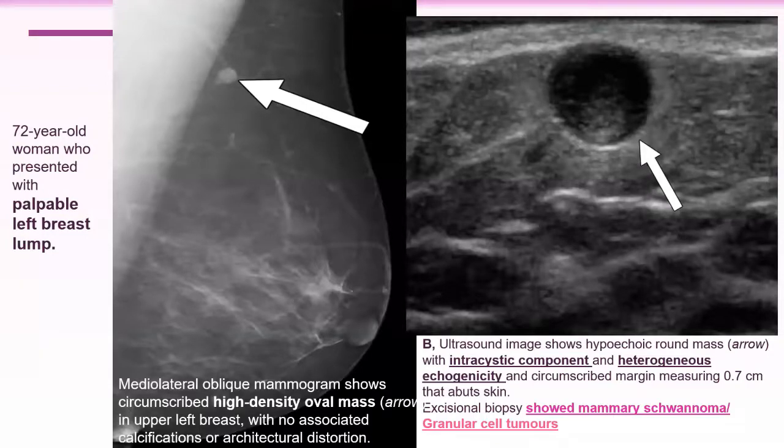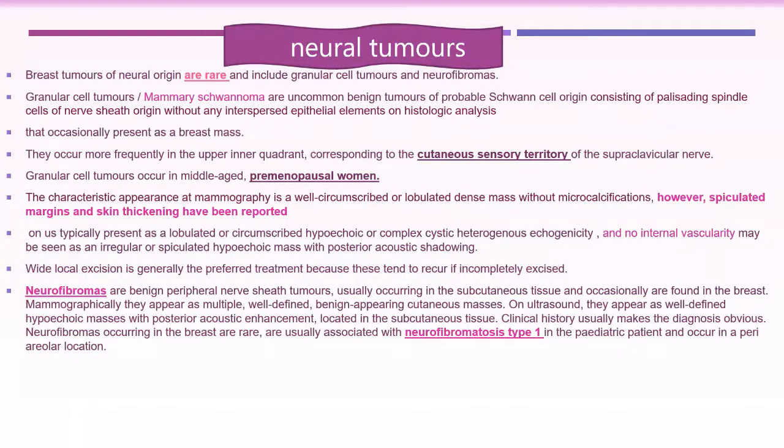Okay, and on ultrasound it demonstrates a complex lesion with internal soft tissue nodules, and it is definitely suspicious, but biopsy revealed a benign lesion, which was a schwannoma of the breast, or what is called granular cell tumor, which is a rare entity, usually related to the cutaneous sensory territories.